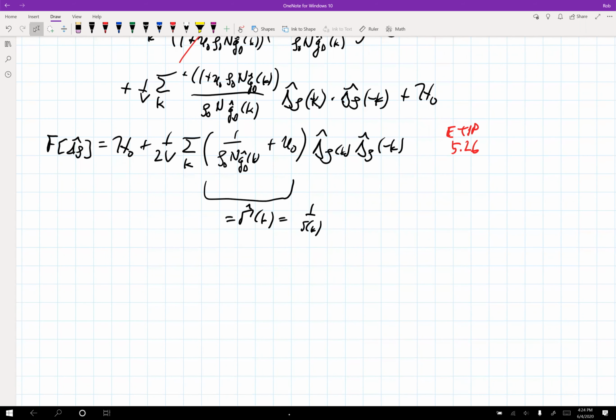And the thing that we can do with this, now that we have this free energy functional expansion, is analyze it for the stability of our system against fluctuations, right? So if we write this f of delta rho hat, we can rewrite this as 1 plus 2v, sum over k, gamma hat of k, delta rho hat of k, delta rho hat of minus k.